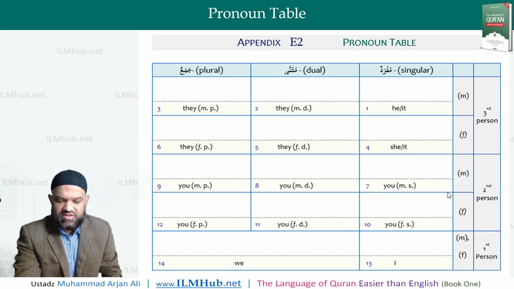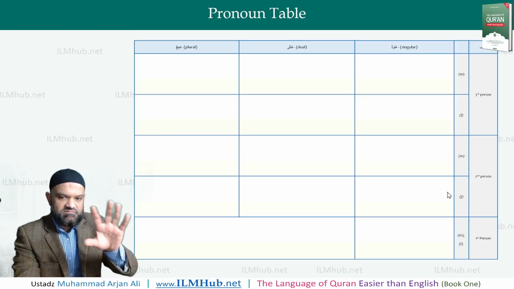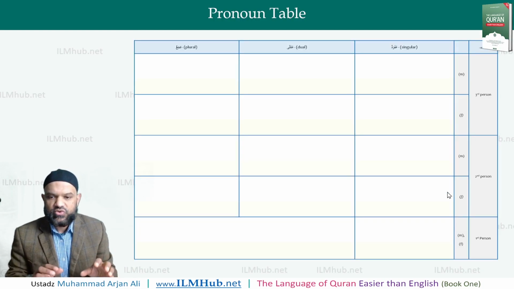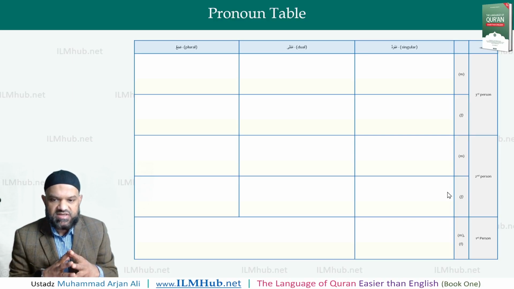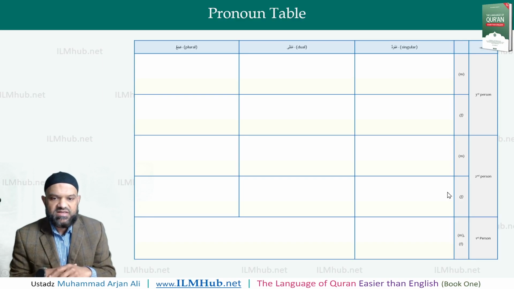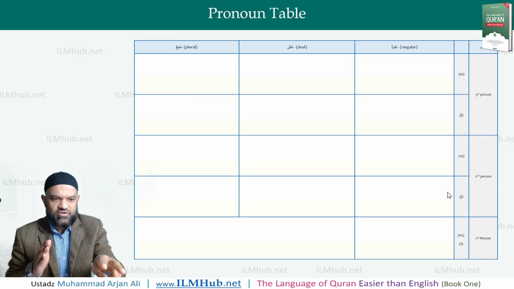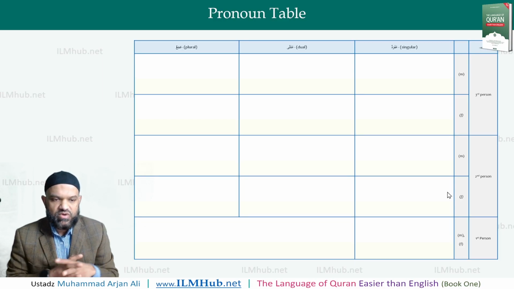It's available in the book, inshallah, under Appendix E2. But a simple template like this will be very, very useful. We're going to use it throughout our studies. So if you've got a computer or something, you can design this, inshallah, just basically 3 across and 4 down, and then the bottom one will have only 2 boxes because there is no dual version.